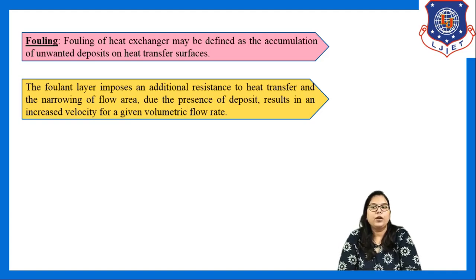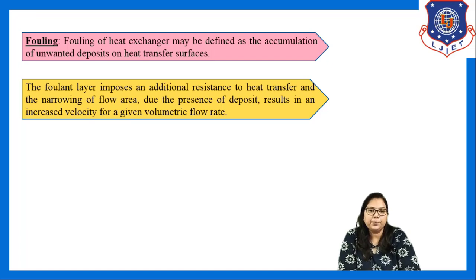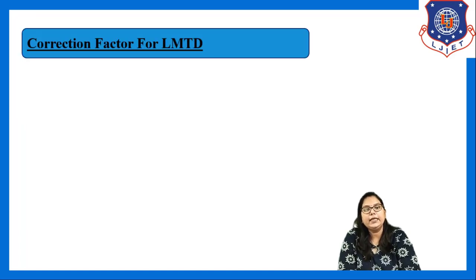Right? So, fouling of a heat exchanger is the accumulation of unwanted deposits on heat transfer surfaces, and that foulant means the solid which deposits on the heat transfer area. The foulant layer creates an additional resistance to heat transfer and it narrows the flow area. Due to the presence of deposit, it results in an increased velocity for a given volumetric flow rate. So this is a very important factor while we are designing any type of heat exchanger.